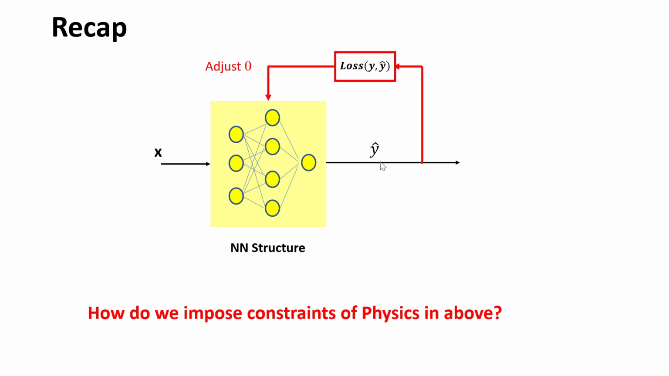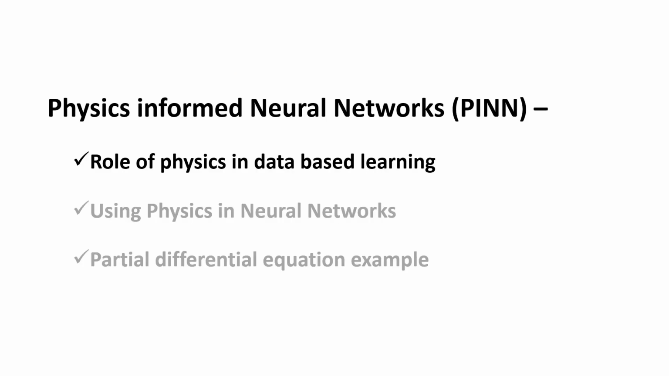Now, in this framework, it boils down to figuring out how we can impose constraints of physics and above. That essentially leads us to physics-informed neural networks. In this section, we're going to understand the role of physics first in data-driven learning, and then using physics in neural networks. What's the big idea? And then we look at an example of how it is being done.